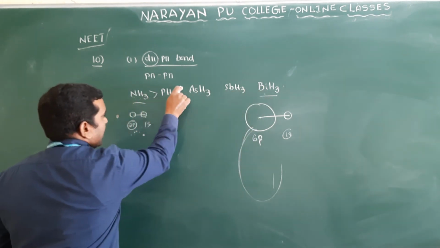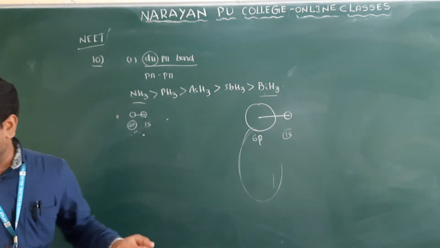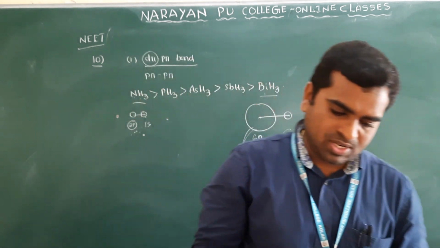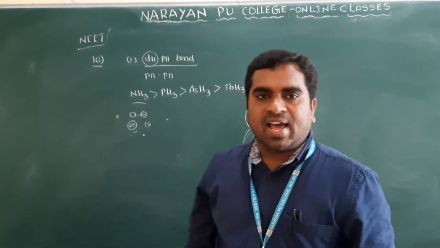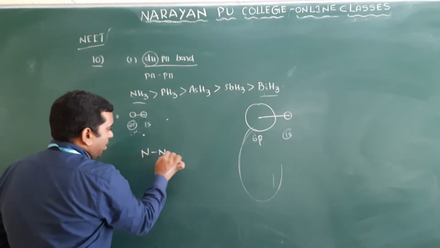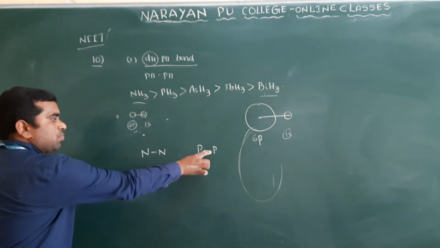So the bond strength actually has to decrease, but what they mentioned here is increase, so it is a wrong option. Clear? Third option: single N–N bond is weaker than single P–P bond. That is also what we mentioned. Single N–N bond and here P–P bond. Which bond is strong? This bond is strong.